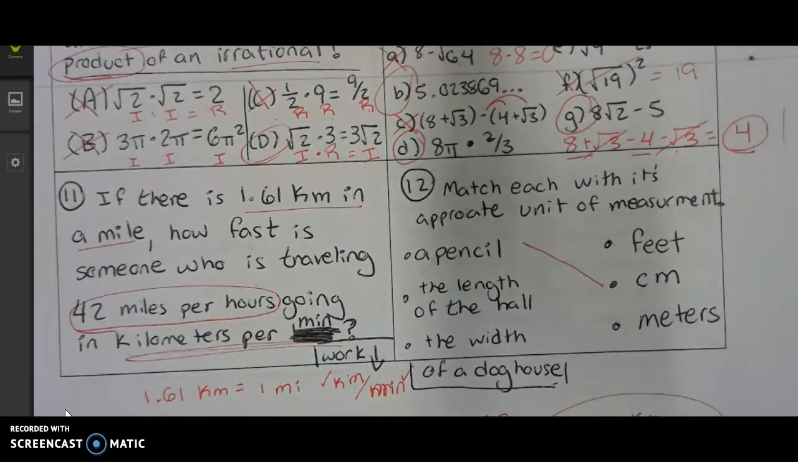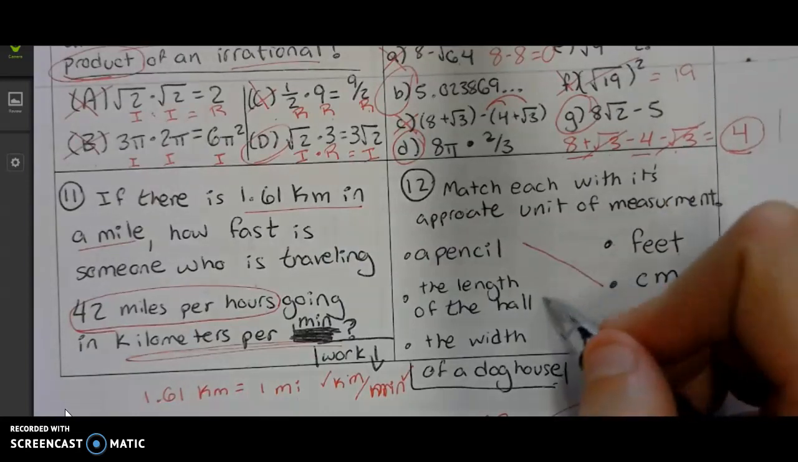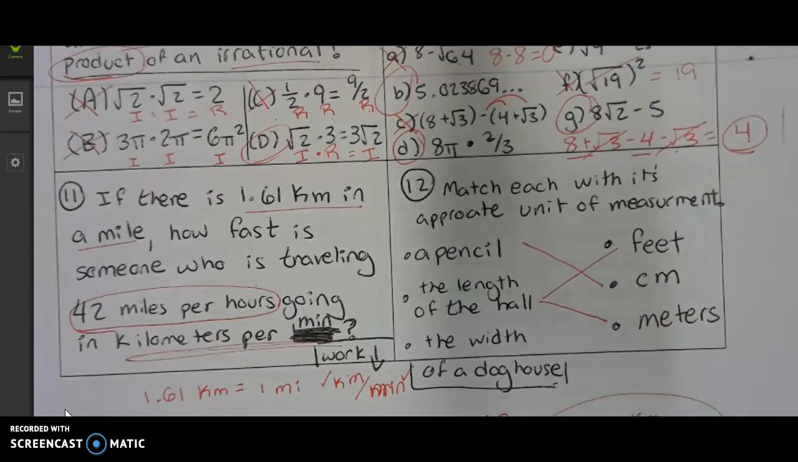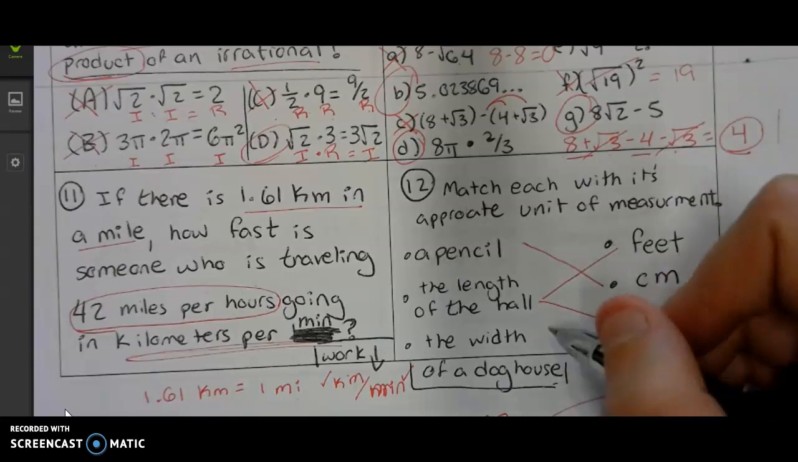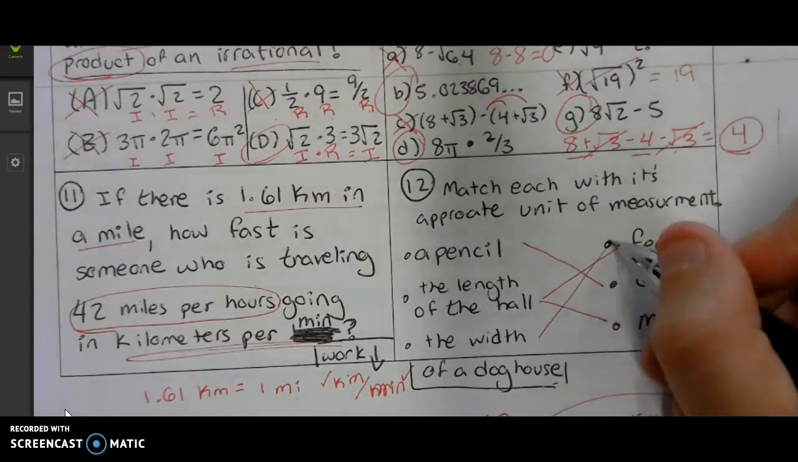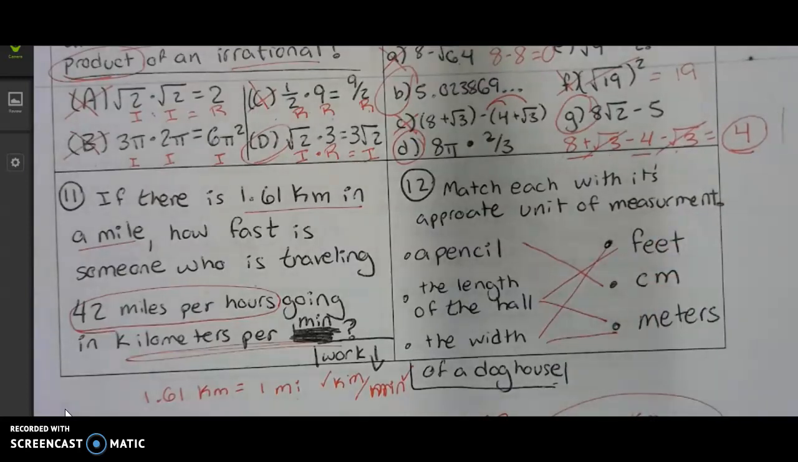The length of a wall, length of the hallway, we could either measure that in feet or in meters. Either one of those would make sense. And the width of a doghouse is pretty small but not too big. We can measure that in feet, or we could also measure that in meters. So those would be my matching things there.